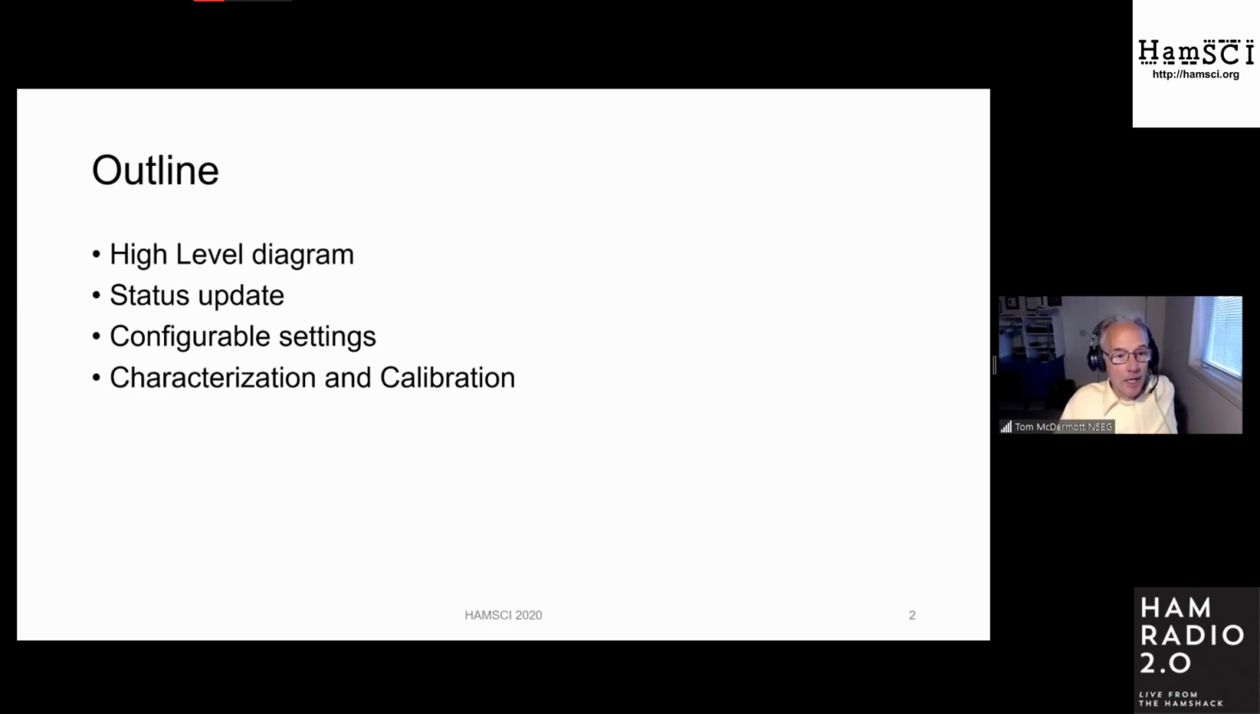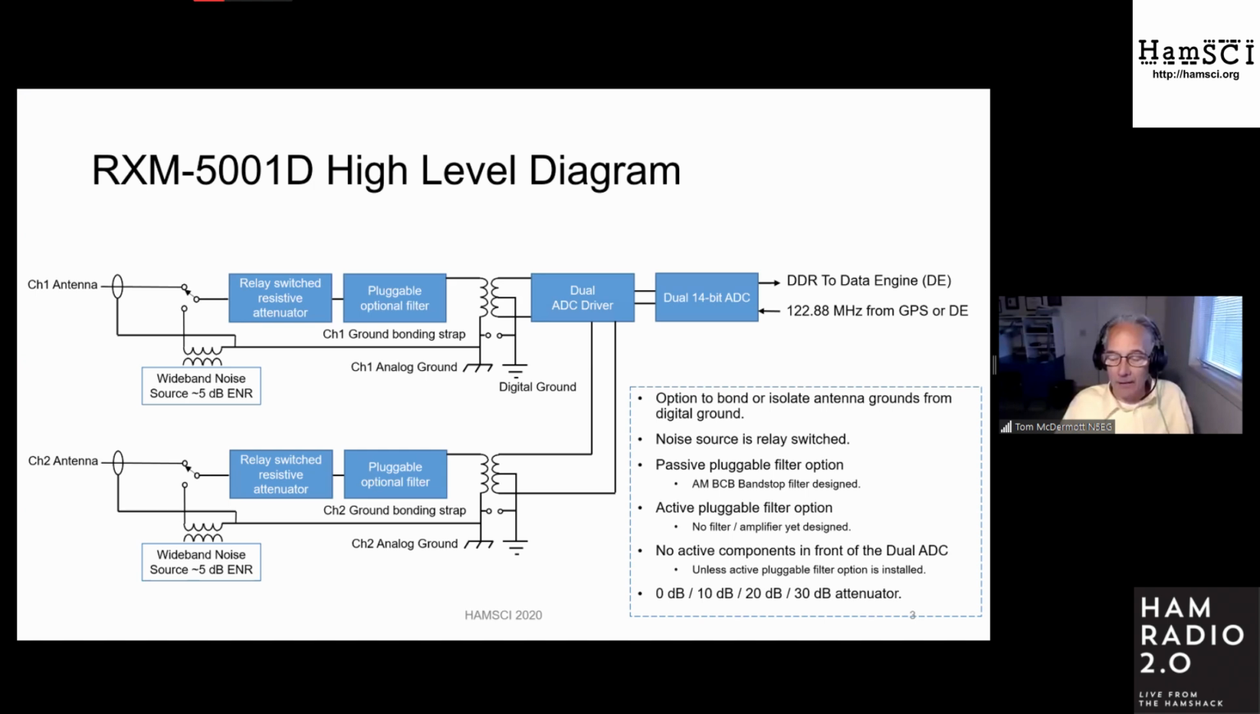So in this presentation, we'll give a little bit of a high-level diagram of the receiver, which Scotty covered, an update of where we are on the receiver design at this point, a little bit of discussion on configurable settings for the receiver, and then some notes on characterization and calibration that we plan to do for the receiver. This is a high-level diagram of the receiver. It's slightly unusual in the way that it's laid out, and we'll talk about that.